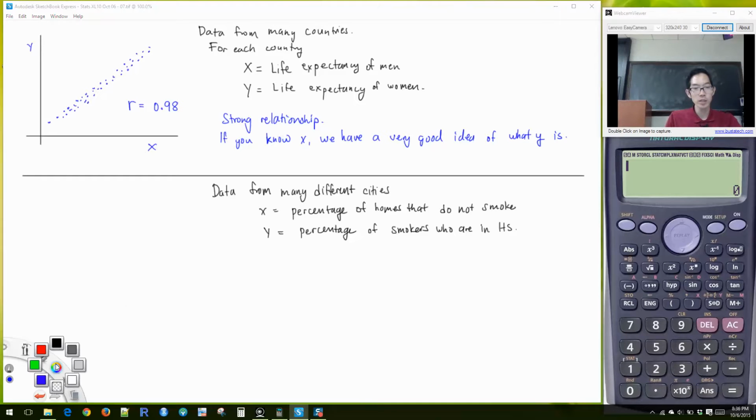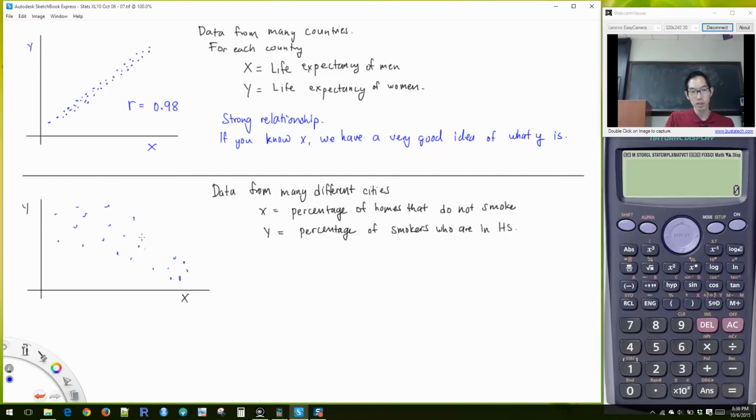It's a little bit harder to tell, and if we look at the data, we do see a negative relationship indeed. However, there is quite a bit of scatter, okay? So just knowing how many homes don't smoke doesn't tell us too much about what percentage of smokers are in high school. It does tell us there is a relationship where if there are many smoke-free homes, you're not going to have very many high school smokers, but overall there's a good amount of scatter, okay?